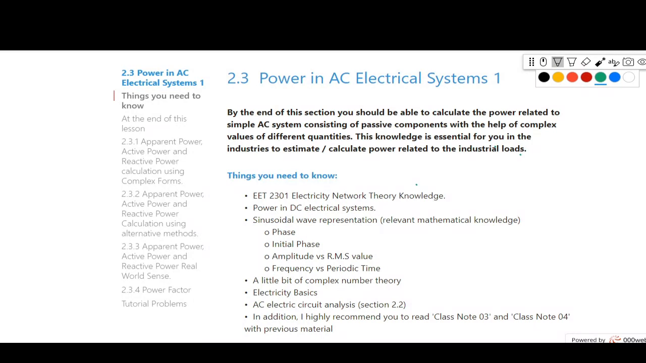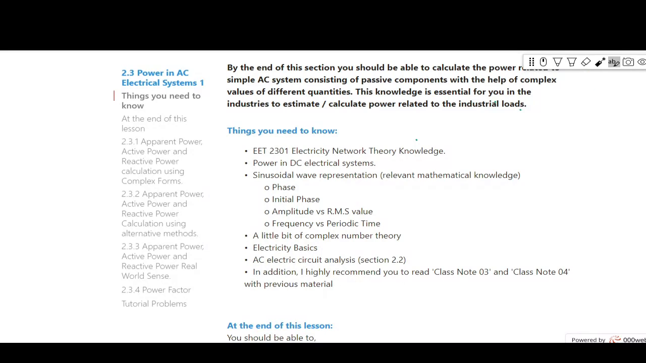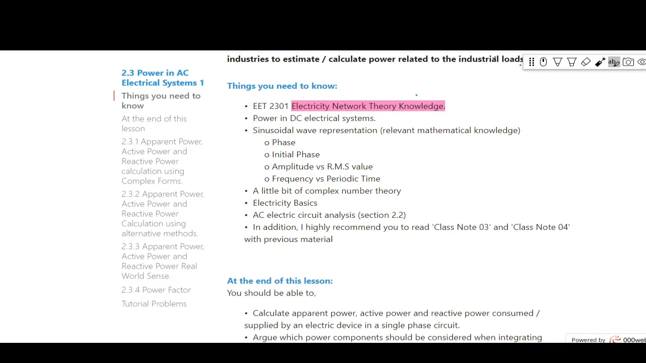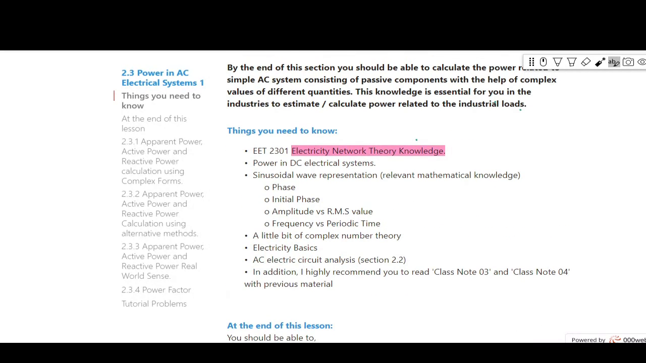Before going into the section, you need to know a few things you should have covered from the previous section and from your previous knowledge about electrical engineering. For instance, it's very important that you know your electricity network theory. You have to review it from time to time. It's going to be useful, especially in this section, and especially section 2.2, the previous section of this series. It was very helpful to find the current and voltage components through different elements in AC circuits.